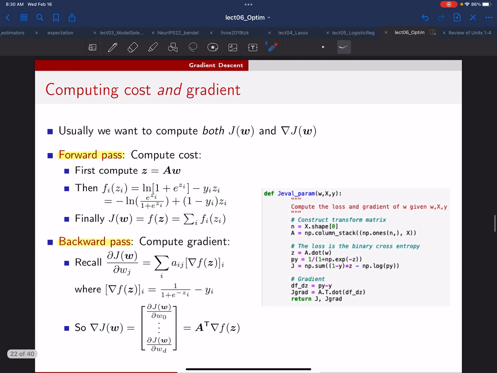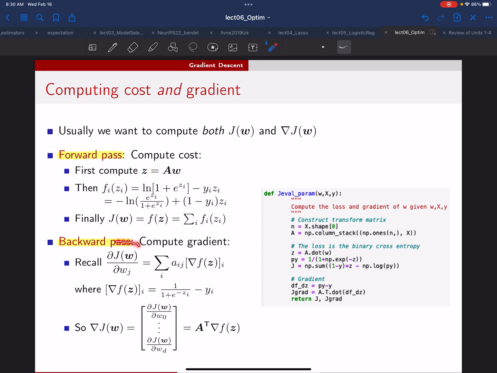Okay, so in this case, forward pass, we start with w, we compute this intermediate variable, or vector z, and then we can compute those individual costs, fi, and then finally we can sum them together to get J. In the backward pass, we are now ready to compute our gradients because we know the value of z because we already computed it.